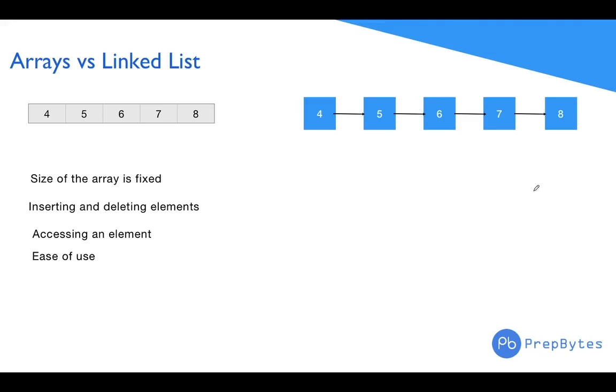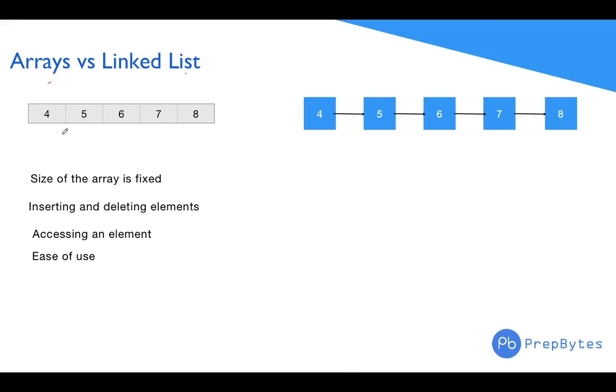We have seen that if we have to store the numbers 4, 5, 6, 7, we can store them using arrays as well as linked lists. Both of them can easily store the elements. Now the question is, what are the benefits or disadvantages of using arrays over linked lists or vice versa? Let's see a few of the important points.